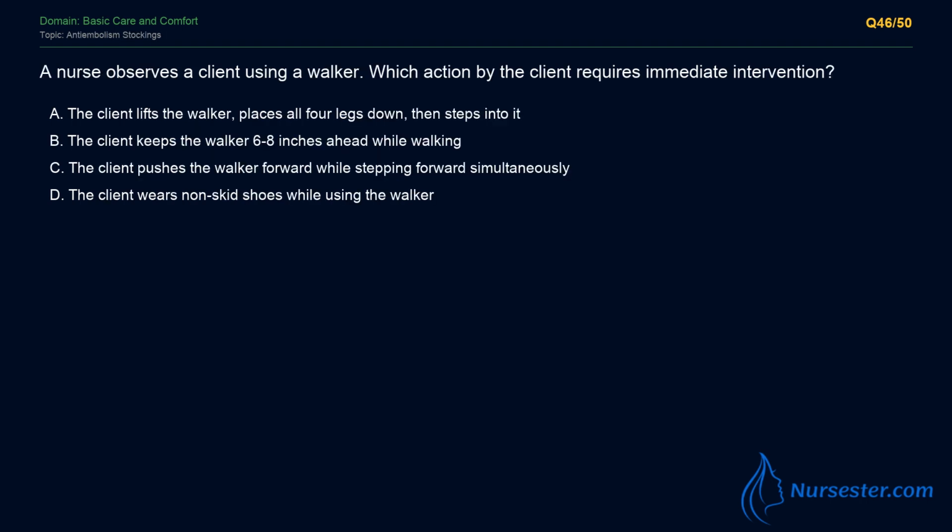Question 46. A nurse observes a client using a walker. Which action by the client requires immediate intervention? Option A. The client lifts the walker, places all 4 legs down, then steps into it. Option B. The client keeps the walker 6 to 8 inches ahead while walking. Option C. The client pushes the walker forward while stepping forward simultaneously. Option D. The client wears non-skid shoes while using the walker.